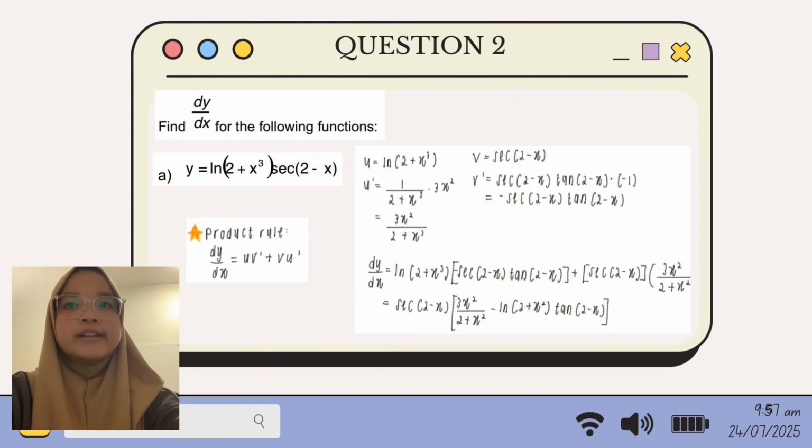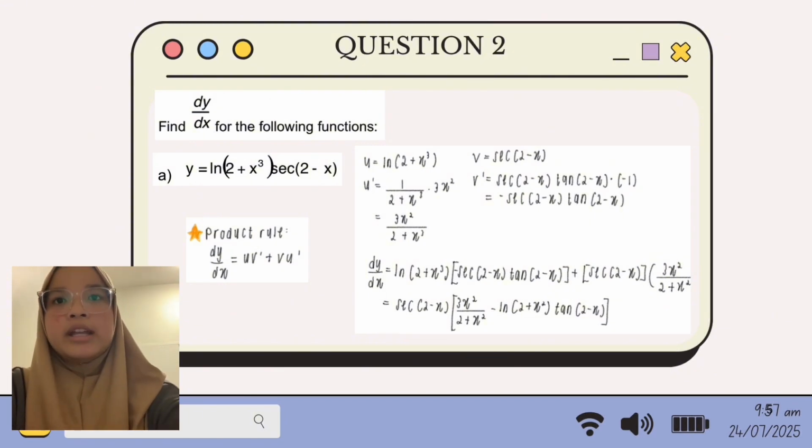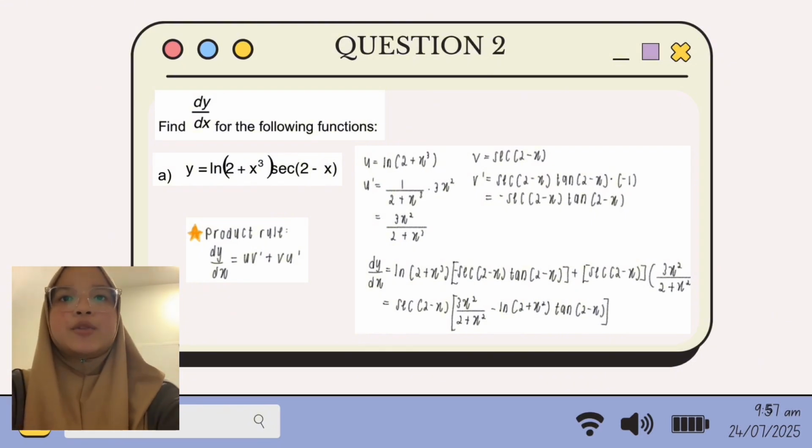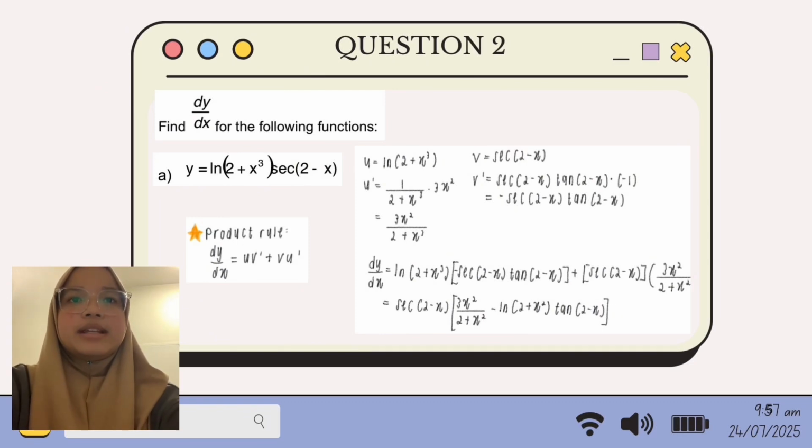Now we know all of the terms, we can substitute into the product rule. We substitute and we get ln of 2 plus x cubed multiplied by negative secant of 2 minus x, tangent of 2 minus x, plus secant of 2 minus x multiplied by 3x squared over 2 plus x cubed. Then for the final answer, we get secant of 2 minus x multiplied by 3x squared over 2 plus x cubed, minus ln of 2 plus x cubed, tangent of 2 minus x.